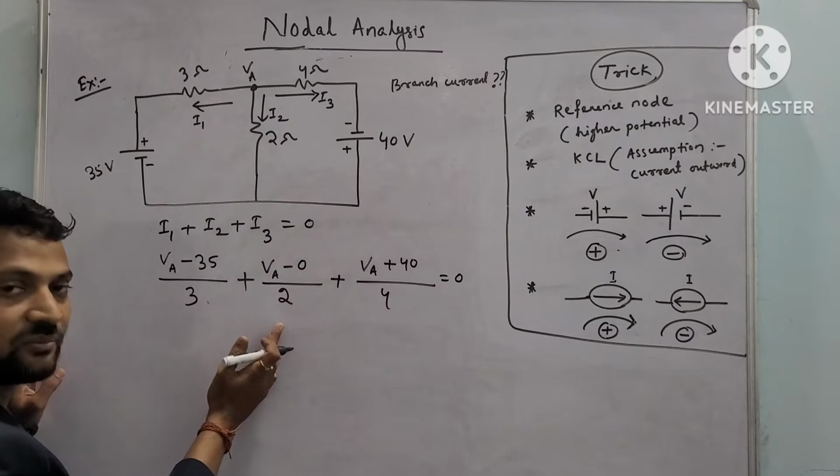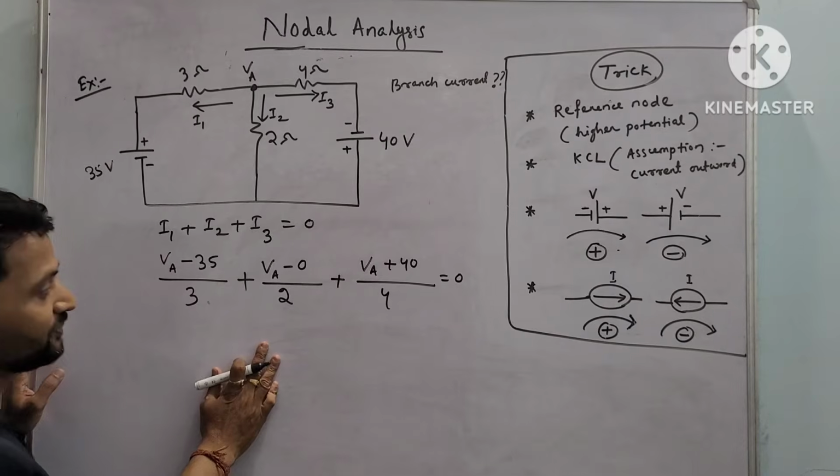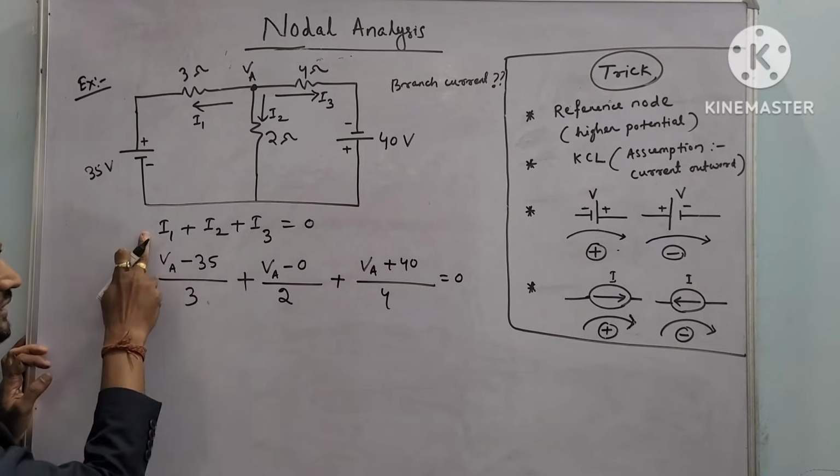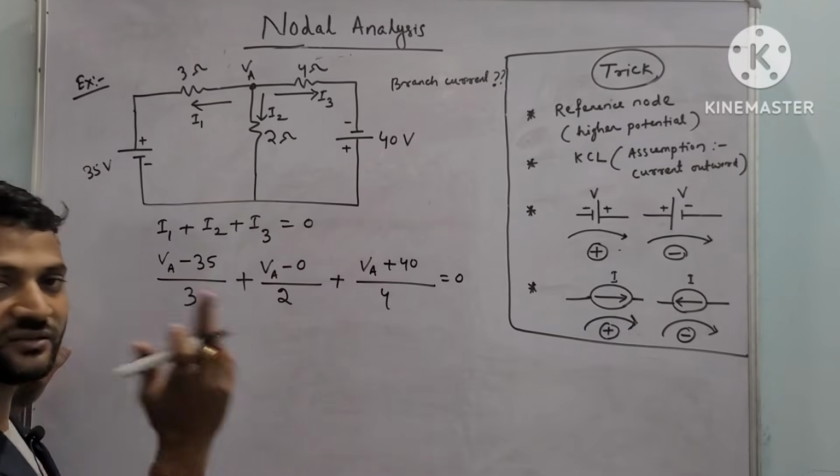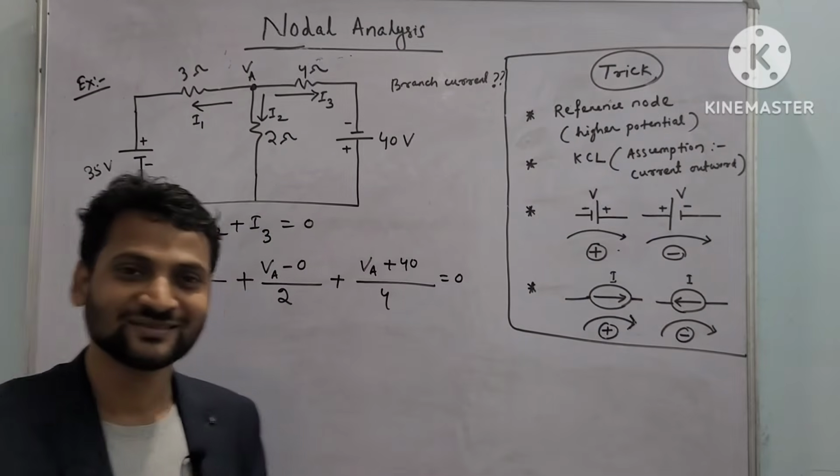Then you can solve this equation and get the value of VA. Then you can put it here to get I1, here to get I2, and here to get I3. Done. That much you have to do, okay?